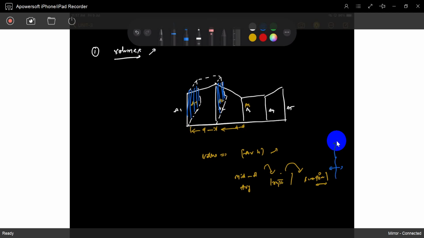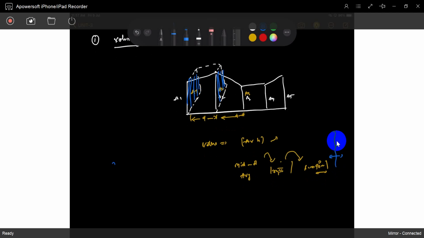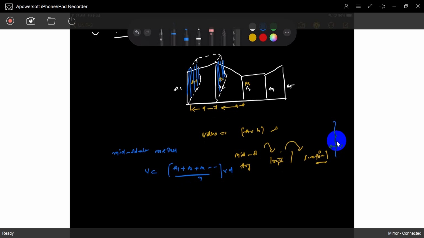If it is the mid-ordinate method, the volume is the average of areas multiplied with the interval distance. That's it. You get a value. Likewise, you can use the trapezoidal formula, Simpson formula, anything, and you can easily find out the volume. First we have to find out the areas.